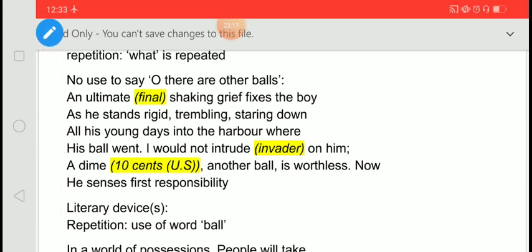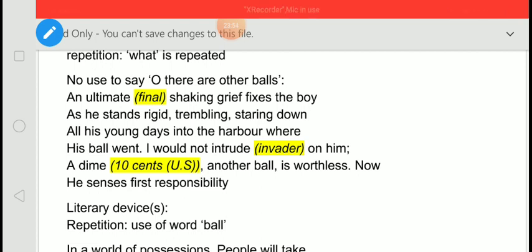Yes, no use to say, oh, there are other balls. An ultimate shaking grief fixes the boy. So here the poet says that there is no benefit of consoling the boy by saying that he will get another ball.